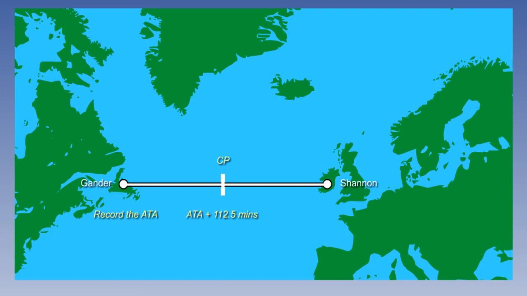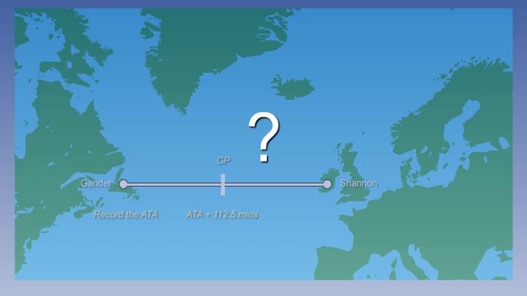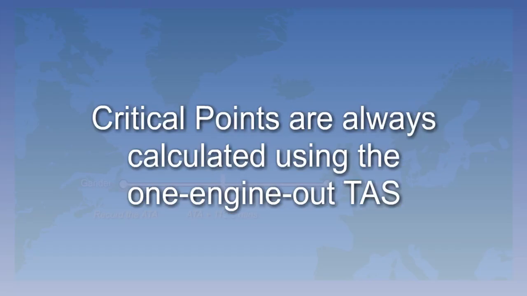If the time is less than 112.5 minutes after the last waypoint, we turn back. If it is more, we go on. We do not want to complicate this decision by having different critical points for different situations with different ETAs. Because the difference between the 2 points is usually quite small, we always take the one engine out situation. This covers the worst case, so this is the calculation we use.